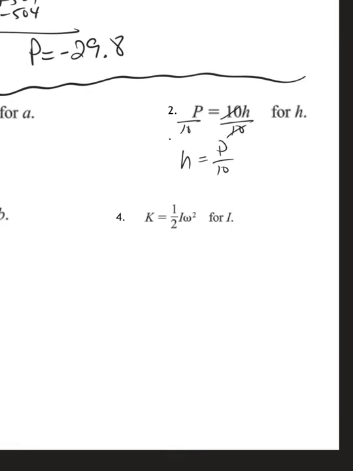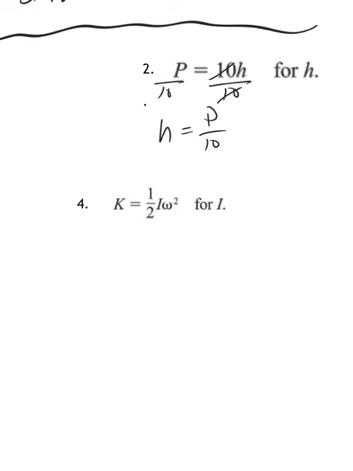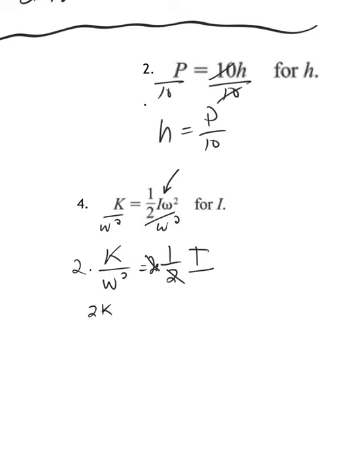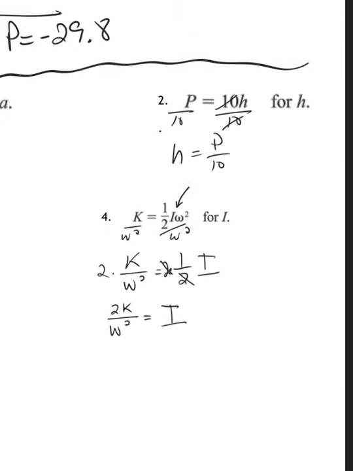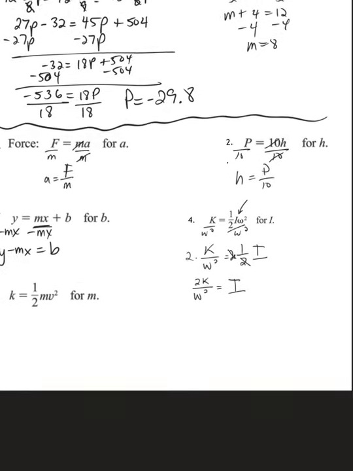Number 4 is meant to be confusing, but it really isn't bad. I have to solve for I. One thing I know is that if I do want to get rid of the w squared, I need to divide both sides by w squared, right? K over w squared equals 1/2 I. If I want to get rid of the 1/2, I just have to multiply both sides by the denominator. That will cross cancel the denominator. So I have 2k over w squared equals I. Not as bad as we thought it was going to be.